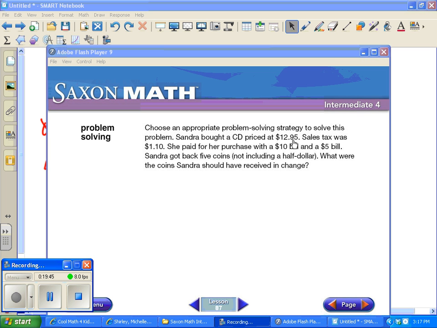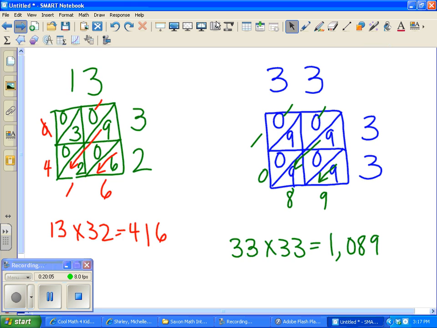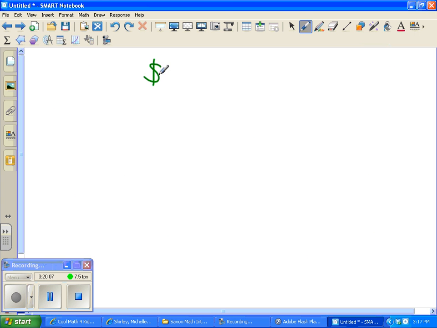Let's see, let's do the 10 cents onto the 95 first. Okay, 5 more would get us up to $1. So we're at $1.05, 2.05, 14.05. And she paid with a 10 and a 5, which is 15. So now we have to do some subtraction. She paid with $15 minus 14.05.